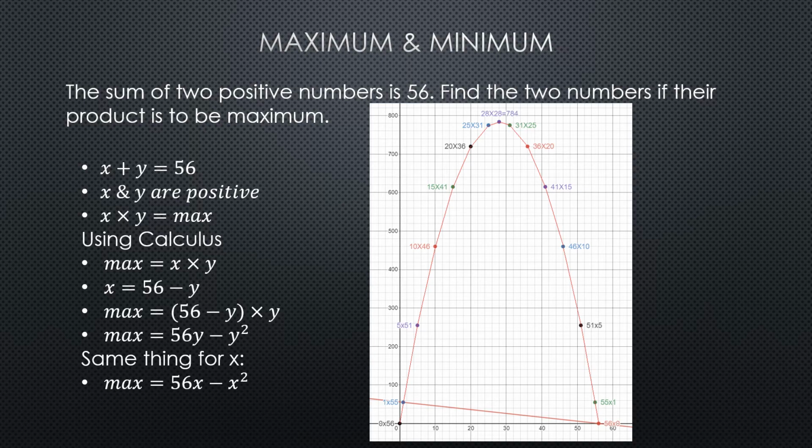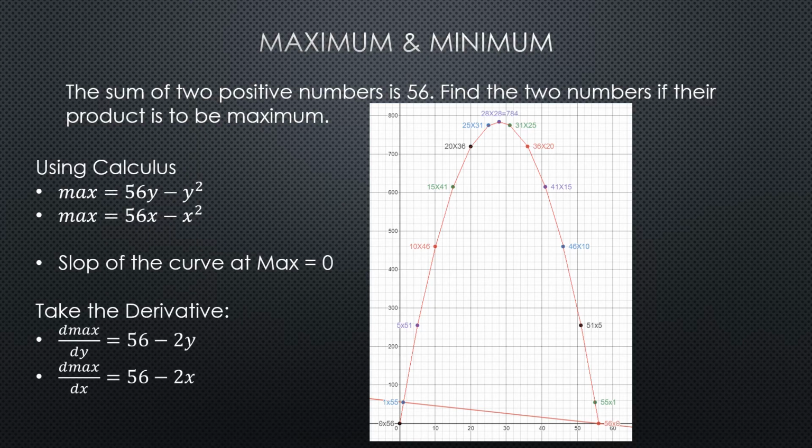Now if we substitute into the max formula, max is equal to x times y, the x equals 56 minus y, we substitute that in for the x, we can now solve for a max in terms of y. So we get max is equal to 56y minus y squared. And we can do the exact same thing for the x, and we get max is equal to 56x minus x squared. So now we've got two formulas, in terms of y and in terms of x.